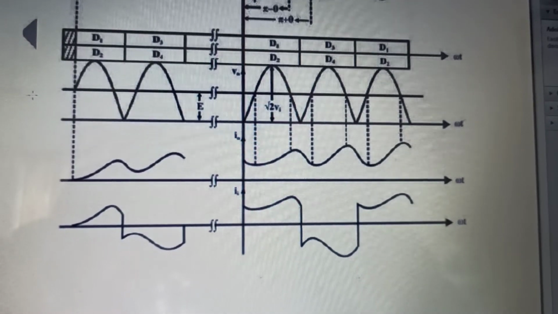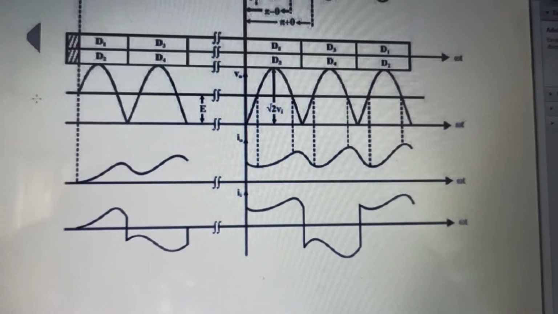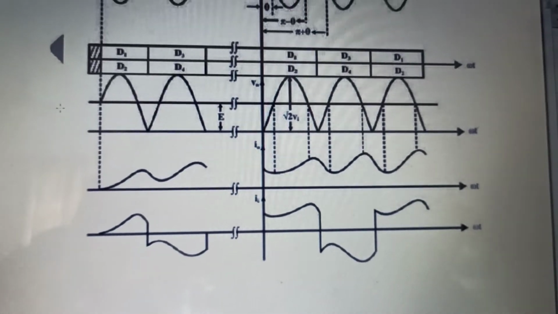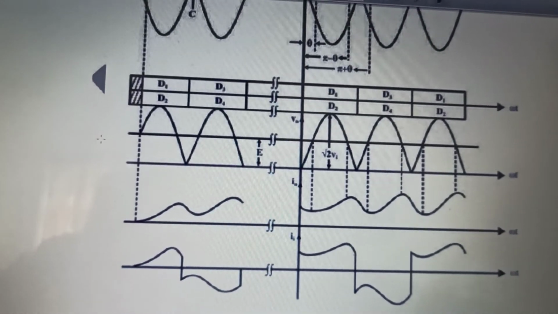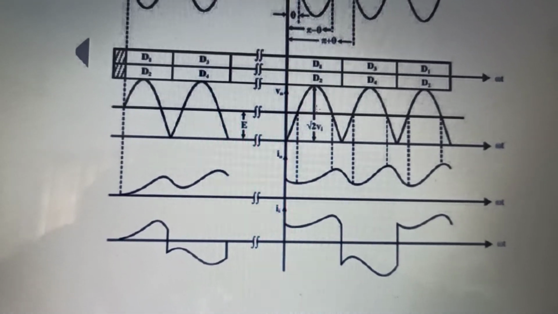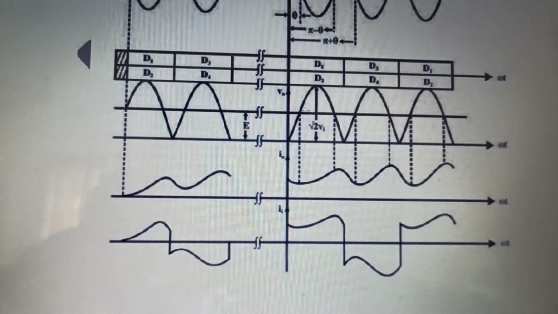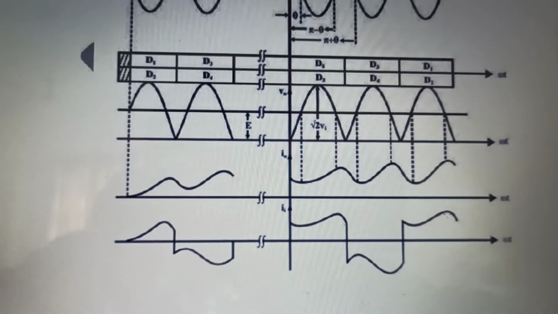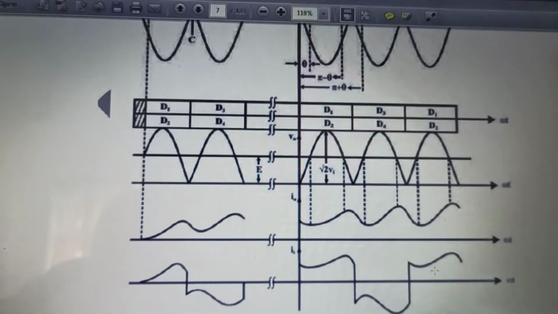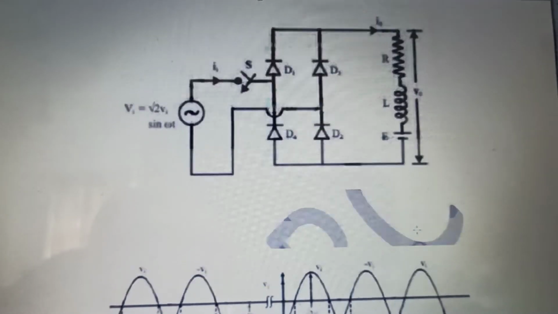Okay, now if I had assumed that alpha equals 0, then obviously in steady state, I have shown you in CCM, E will not play any role and output voltage will be something like this. So in this case, your thyristor will play the role of a diode. Okay.